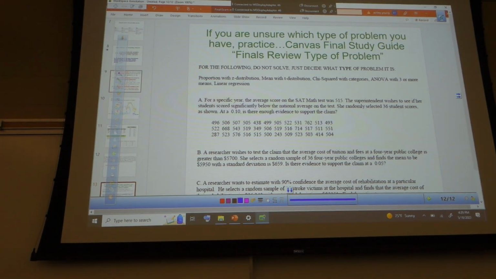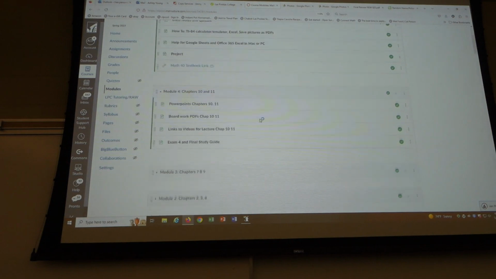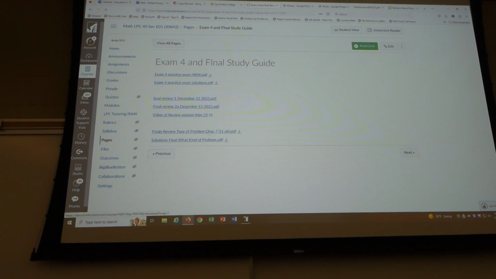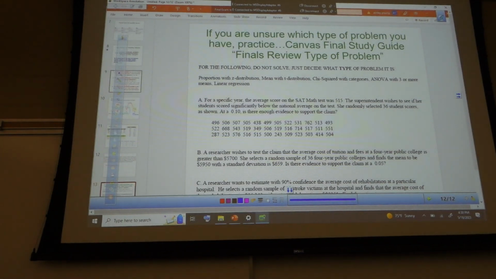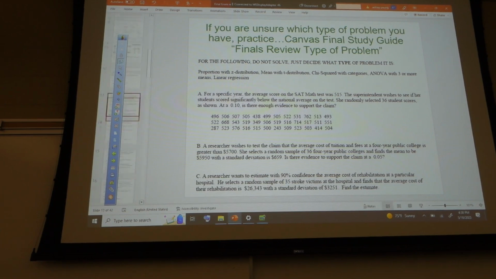So let me see if I can pull it up. If you go to Modules, Module 4, there's the Exam 4 and Final Study Guide. And it is this one right here. The review type of problem from chapters 7 through 11. And then there are the solutions right below that. If you want to practice more. Because like I said, if you do the wrong type of problem, that could be a lot of points lost.